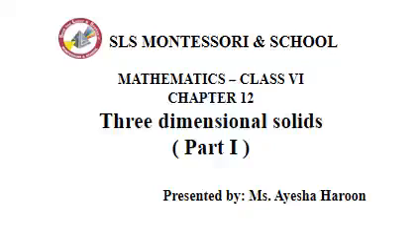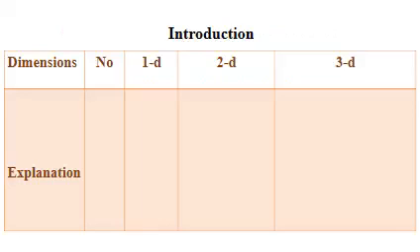Today we are going to start Chapter 12, Three-Dimensional Solids. Let's understand the term dimensions with the help of the given table. In the first row, dimensions are mentioned. No means no dimension, 1D means one-dimensional, 2D means two-dimensional, and 3D means three-dimensional.